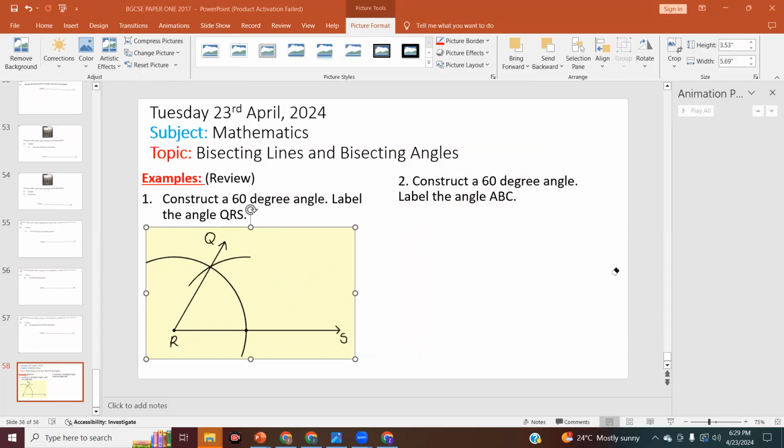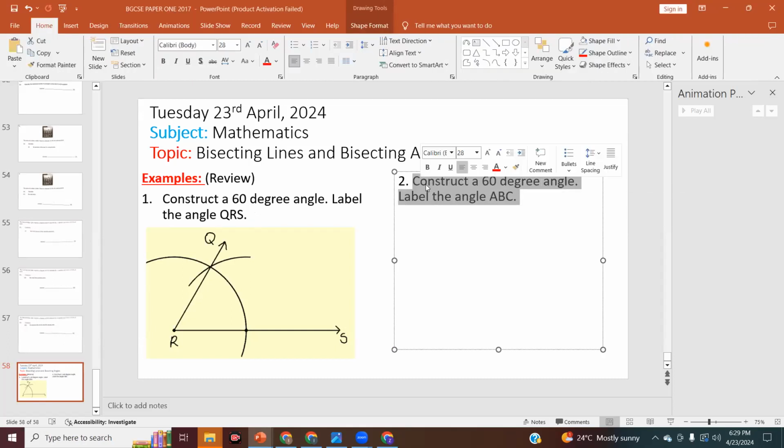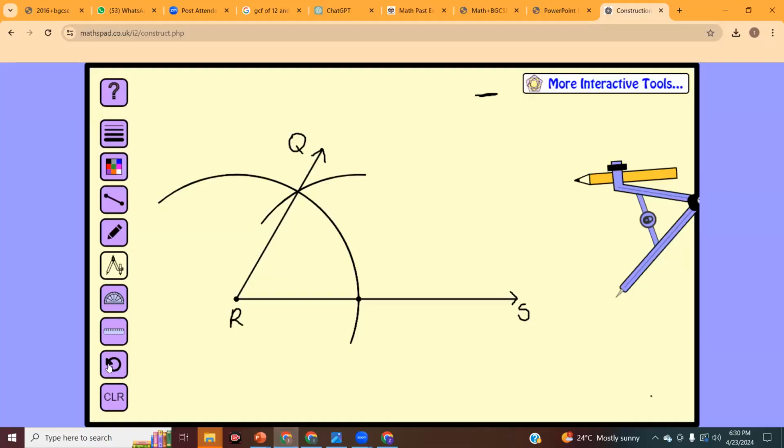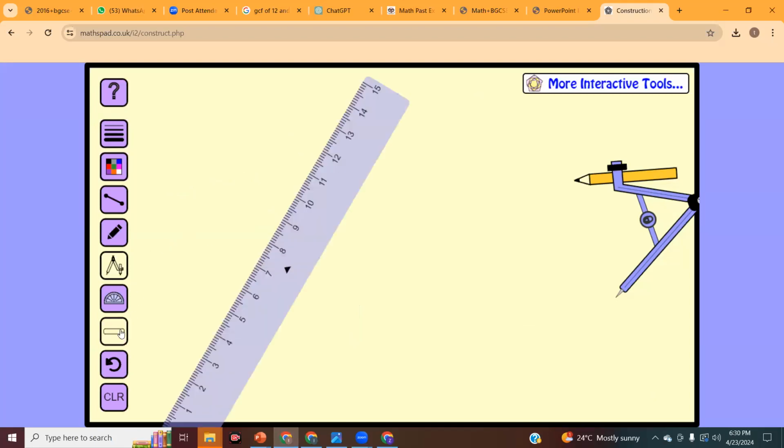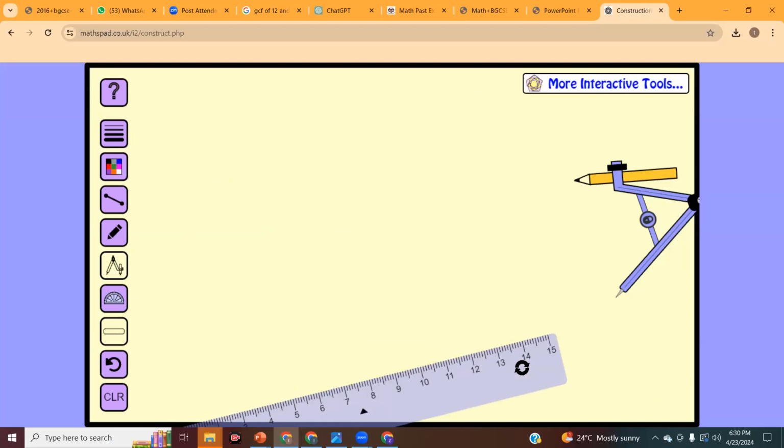Okay. All right, so we're going to do another one. This one says construct a 60-degree angle. And based on number 2, what should we label this 60-degree angle? ABC. Very good. We should label it ABC. So let's go ahead and construct another one. If you know how to do it, you can go ahead and do it and send me a picture. But if you don't know how, you can walk step by step through it.